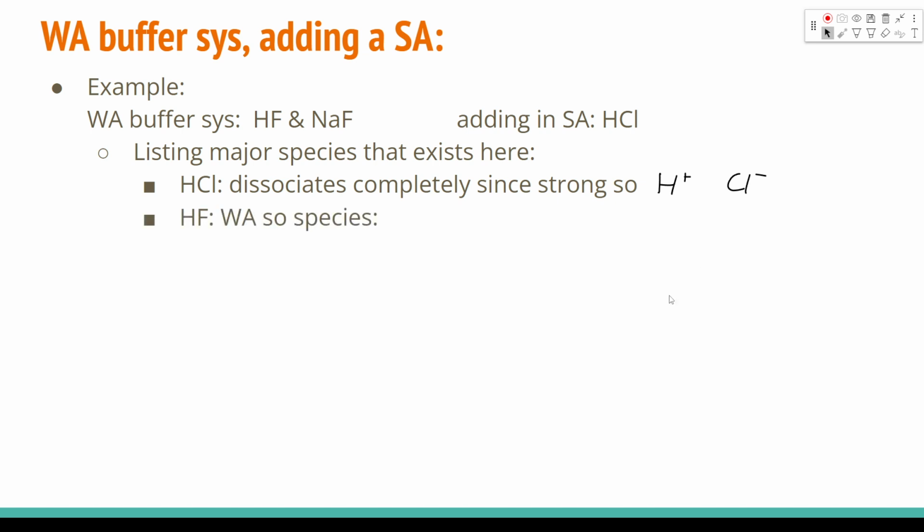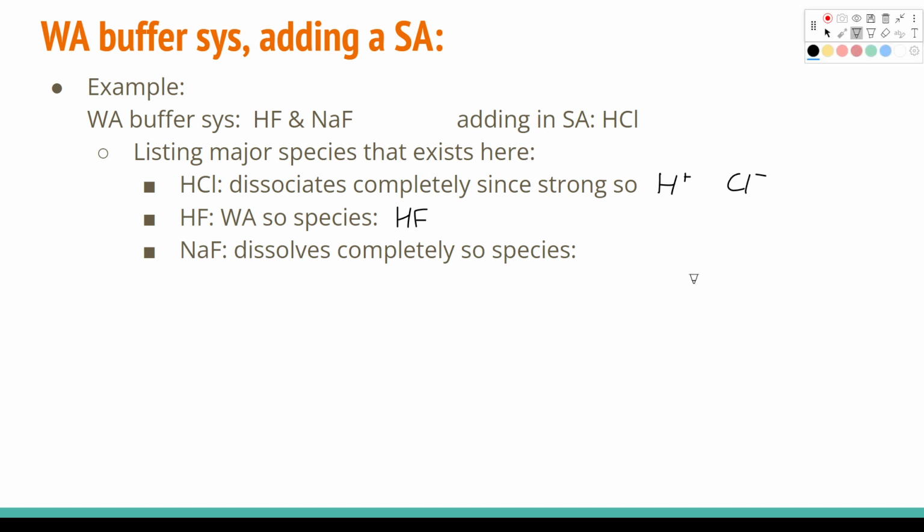The next one is HF, and it is a weak acid. So technically it ionizes a little bit, but for the sake of this example, it's a weak acid, so I'm going to stick to it mainly focused as the molecule intact. So again, a little bit dissociates, but not too much. So I'm just going to keep it together. Then we have the NaF, and because of the solubility rule that you had to memorize, NaF dissolves completely. So the species from the salt is going to be Na plus and F minus.